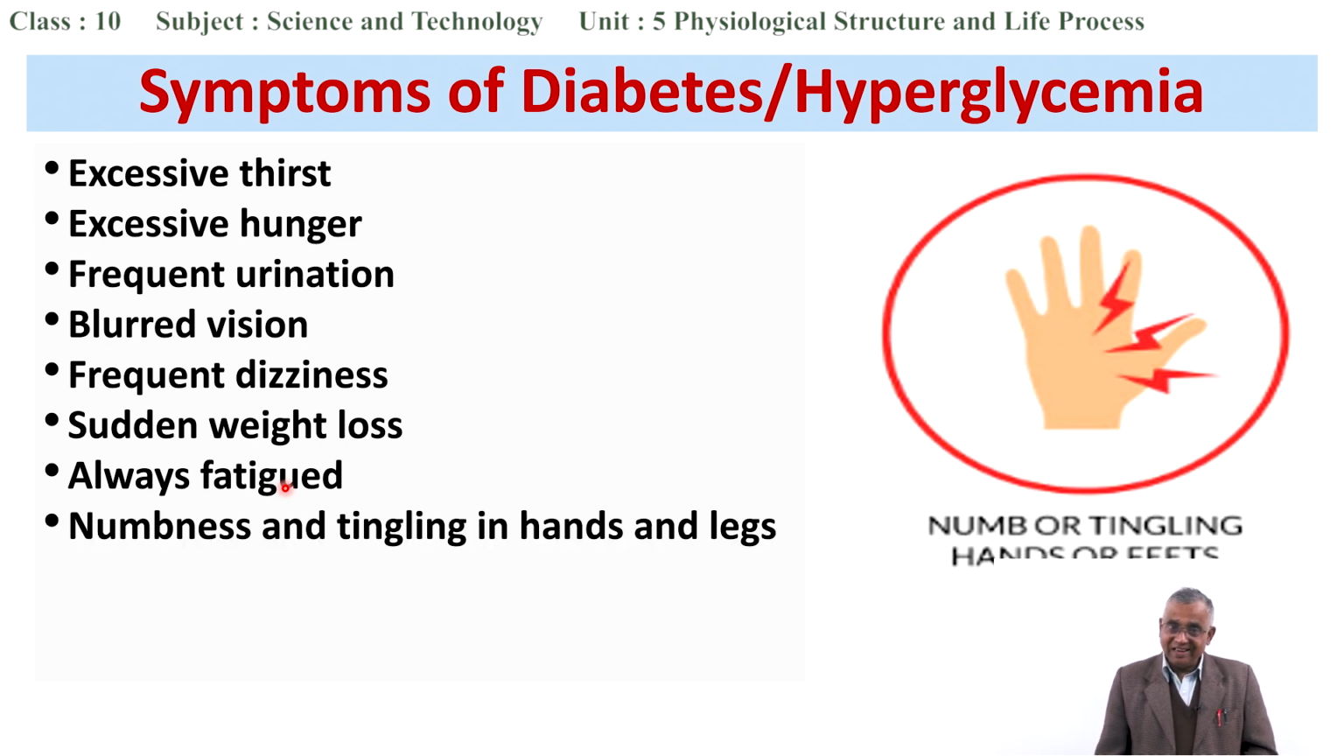Numbness and tingling in hands and legs. What is that numbness? It is experienced as if needles are passing through the skin, like chun chun chun chun. You can say that small ants are biting your hands and legs. That is what? Numbness or tingling.